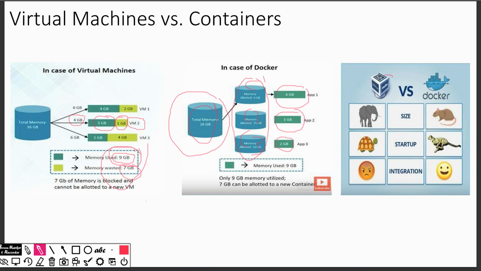Here if you compare the VM and Docker, the VM is strong just like an elephant. It is big in size, which means it consists of a lot of stuff. In a similar way, Docker is just like a rat because it is faster, because it doesn't have OS files. If you start the VM, it is going to load the OS files. It will take some time to load the OS files.